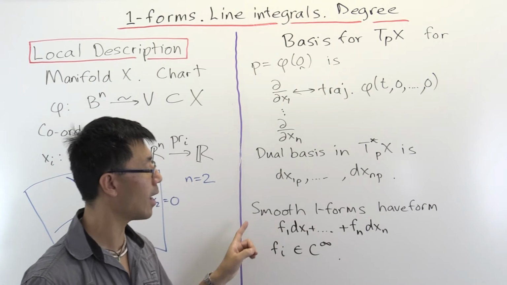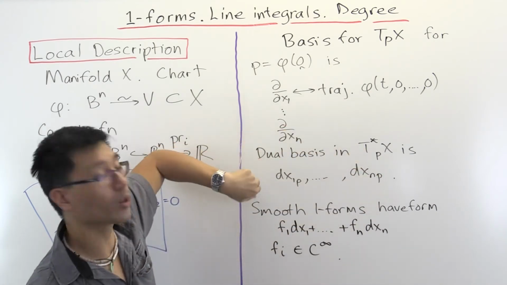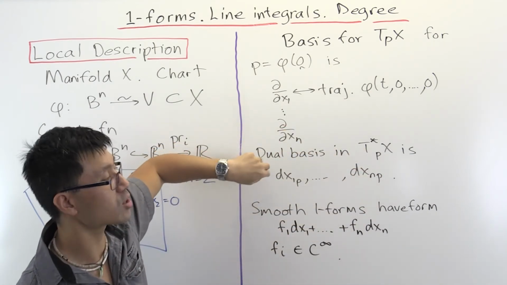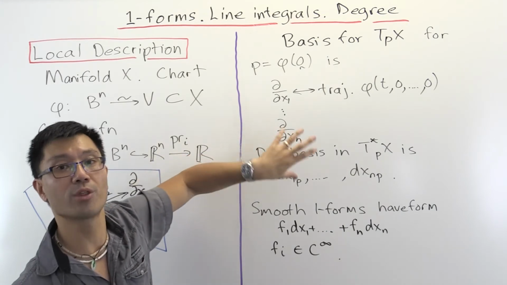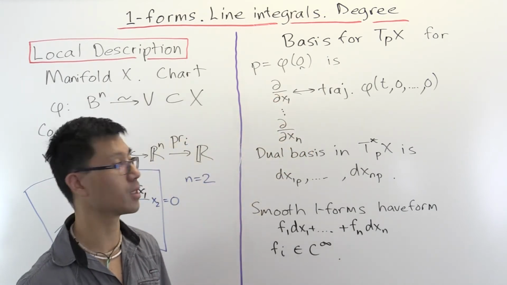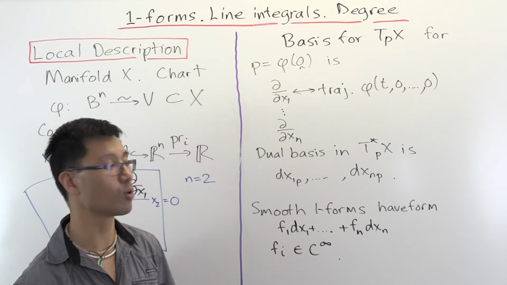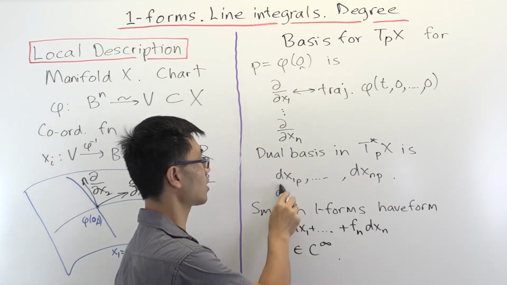So another thing that is good to note when we're looking at these local coordinates is that it allows us to express general smooth one forms quite nicely. So if you have a general smooth one form, it's based on things which look like df.